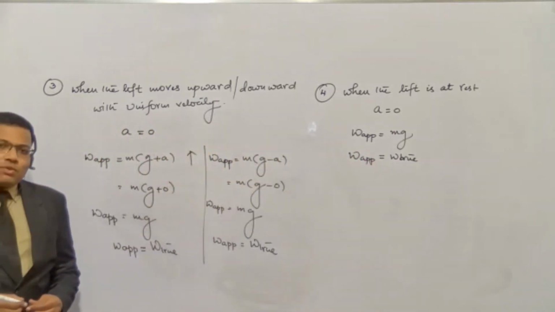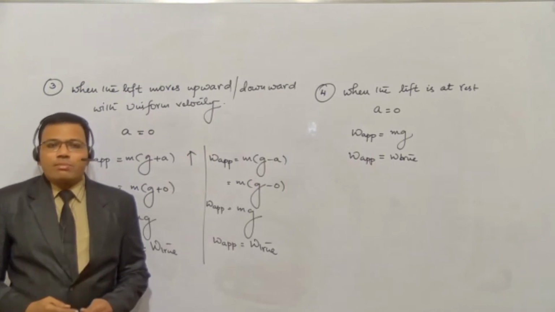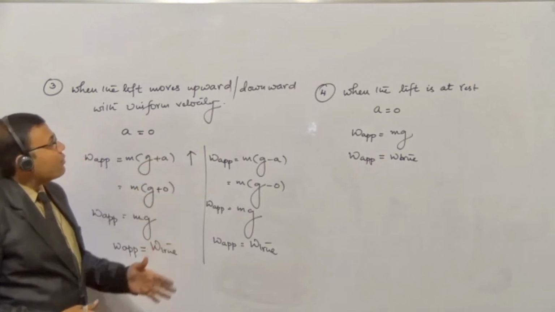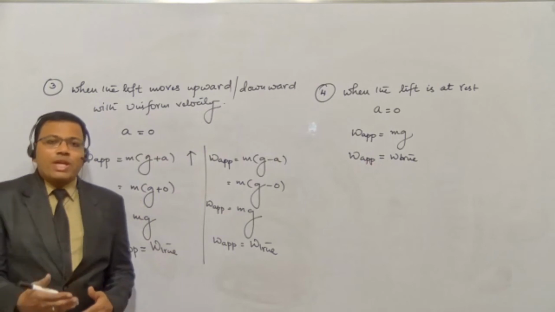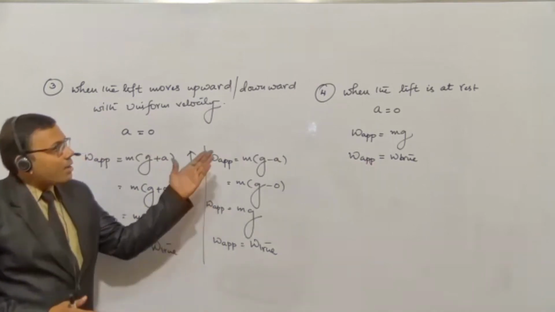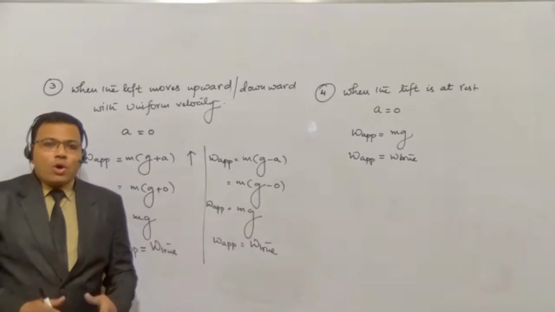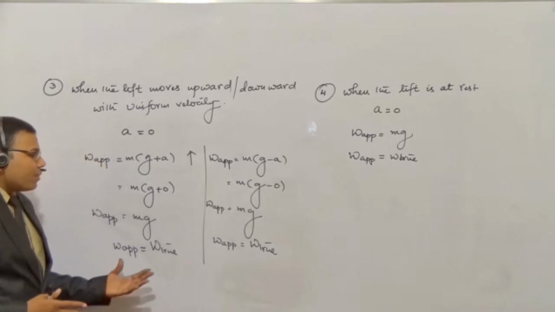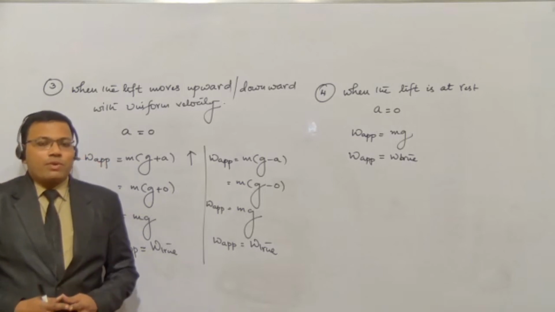So when the apparent weight of a person in a lift is equal to the true weight, three conditions may arise. The lift moves upward with acceleration equal to 0. The lift moves downward with acceleration equal to 0. And the lift is at rest, which again means the acceleration is 0. In all three conditions, we get apparent weight equal to true weight. I hope you have understood the concept of apparent weight in a lift.